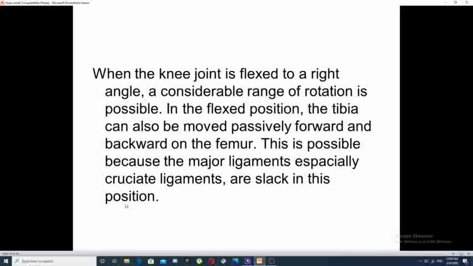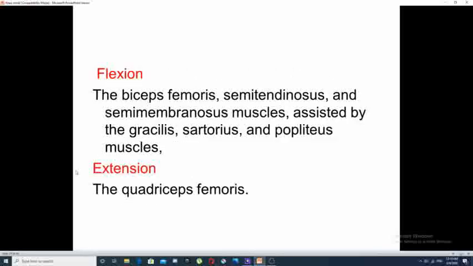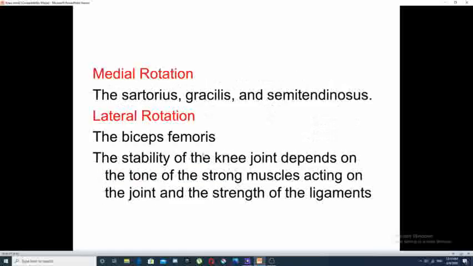When the knee joint is flexed at a right angle, a considerable range of rotation is possible. In the flexed position, the tibia can also be moved passively forward and backward on the femur. This is possible because the major ligaments, especially the cruciate ligaments, are slack in this position. Flexion of the knee joint is accomplished by biceps femoris, semitendinosus, semimembranosus, gracilis, sartorius, and popliteus muscles. Extension is by the quadriceps femoris muscle, assisted by sartorius, gracilis, and semitendinosus muscles. Lateral rotation is done by the biceps femoris muscle.